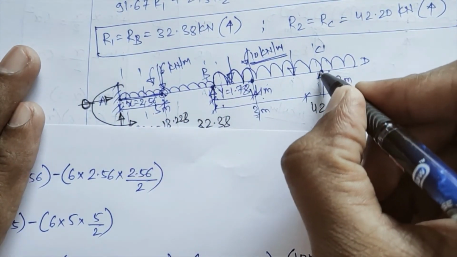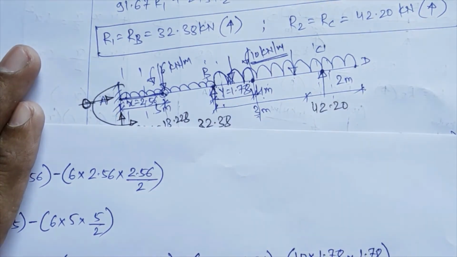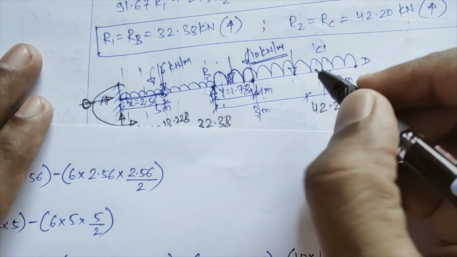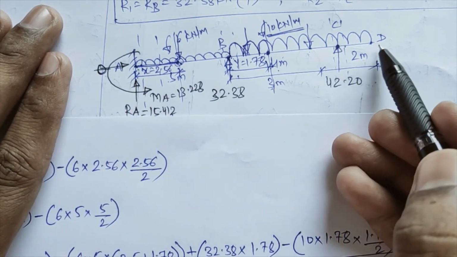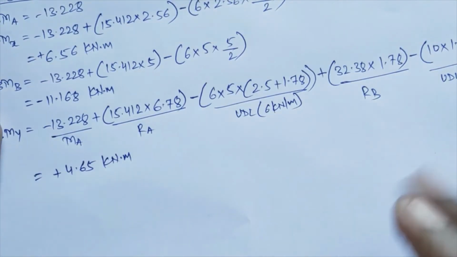Now only last point is remaining, that is point C over there, because bending moment at point D will become eventually 0. So what I'll do, instead of going from A to C, this will give me more calculations over there. I'll try to solve it from D side over there.